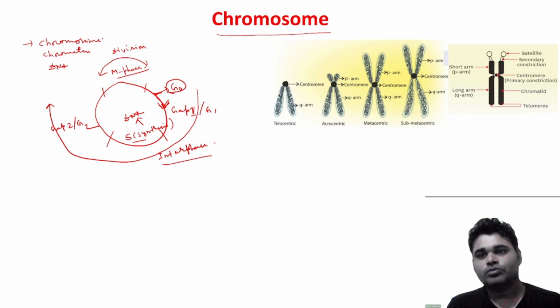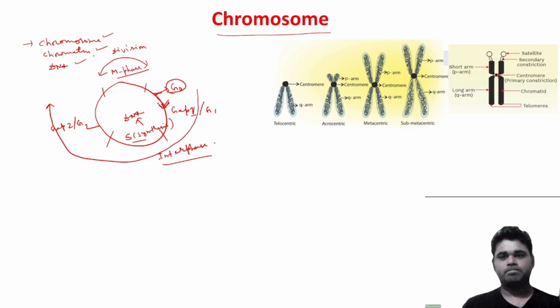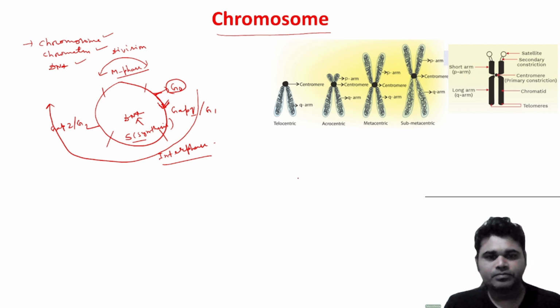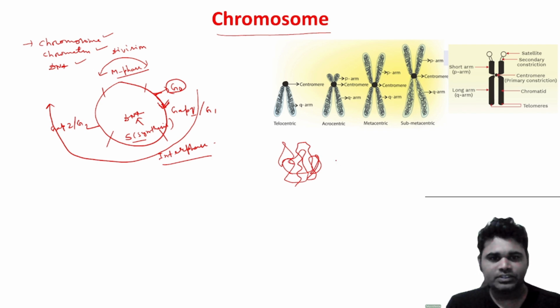Okay, now come to the terms chromosome, chromatin and DNA. What is DNA? Simply imagine a thread, like this. If this thread is coiled together, one coil over another, it forms a structure like this, and this is called the chromatin.